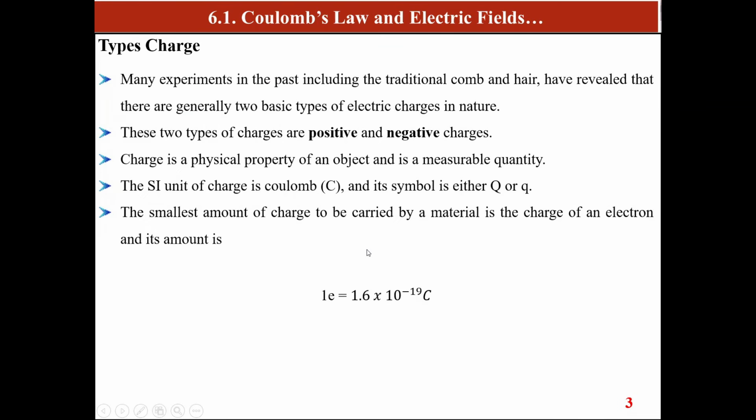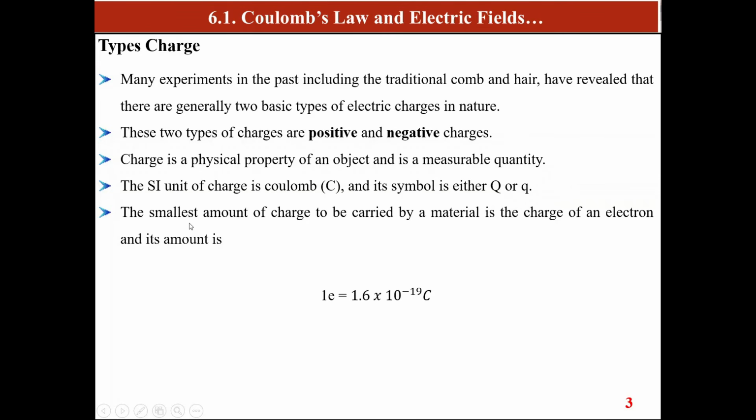Now let's proceed to the types of charge. Many experiments in the past, including the traditional Coulomb experiments, have revealed that there are generally two basic types of electric charge in nature. The first one is positive charge, the second one is negative charge. Charge is a physical property of an object, like electrical, optical and magnetic properties, and it is a measurable quantity. The SI unit of charge is the Coulomb, and the symbol for charge is capital Q, or it's possible to use small q.